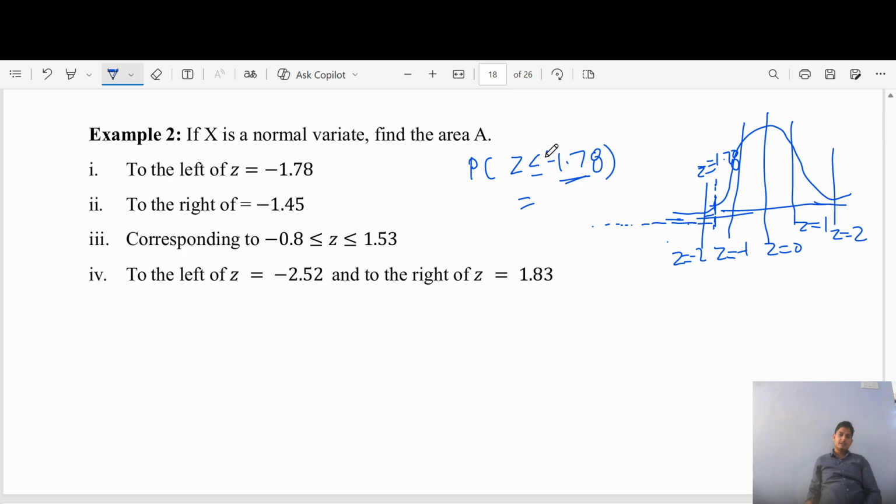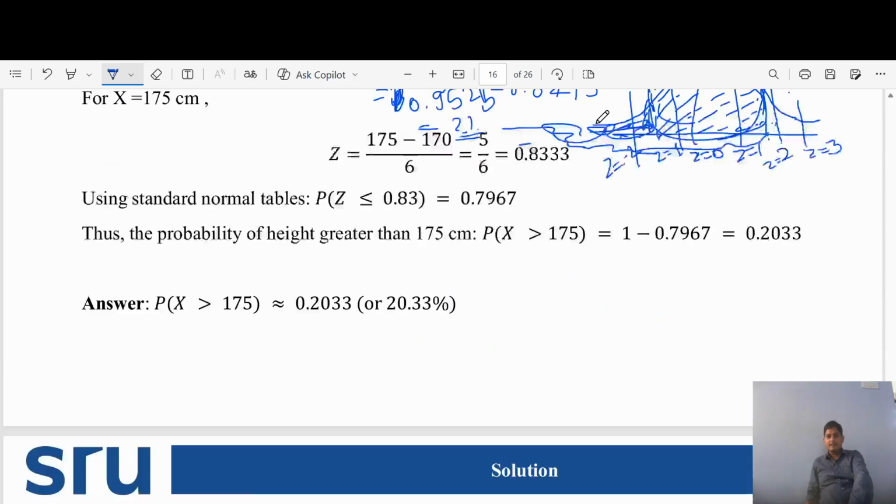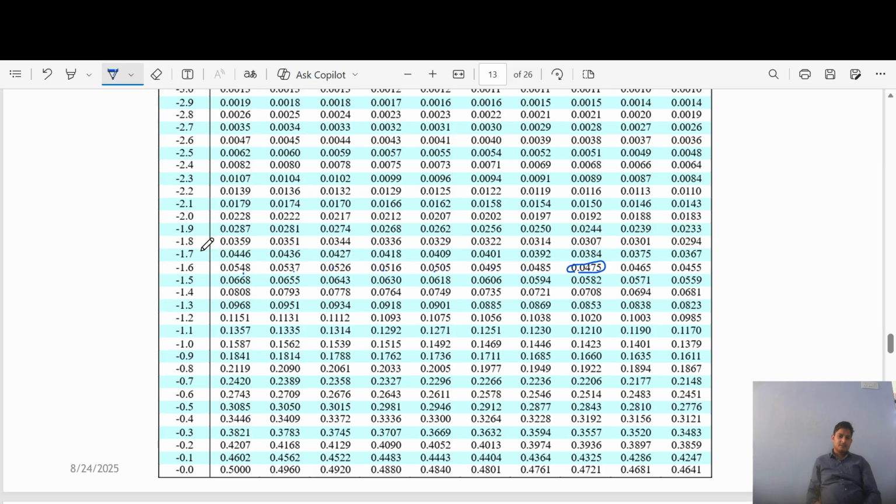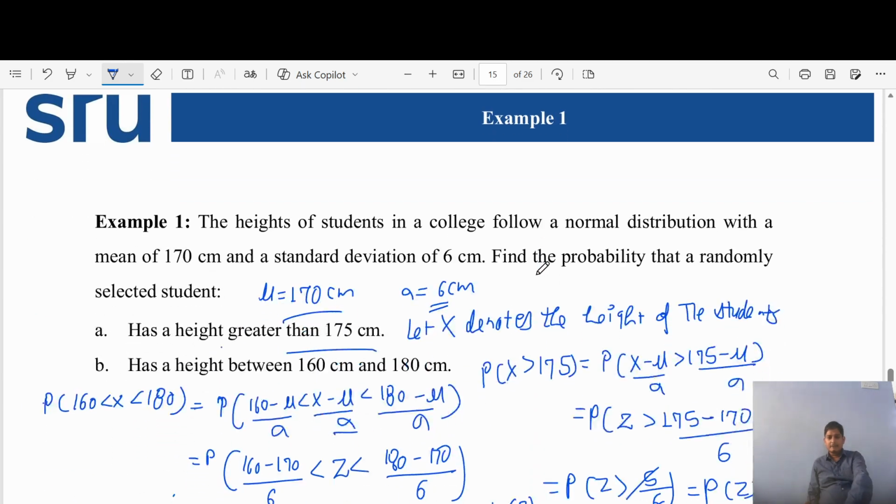So you just see the minus 1.7 on the left hand side of the table and add 0.08 from the top corner of the table and we find the value. So minus 1.7 is this and add 0.08: 0, 1, 2, 3, 4, 5, 6, 7, 8. So 0.0375.